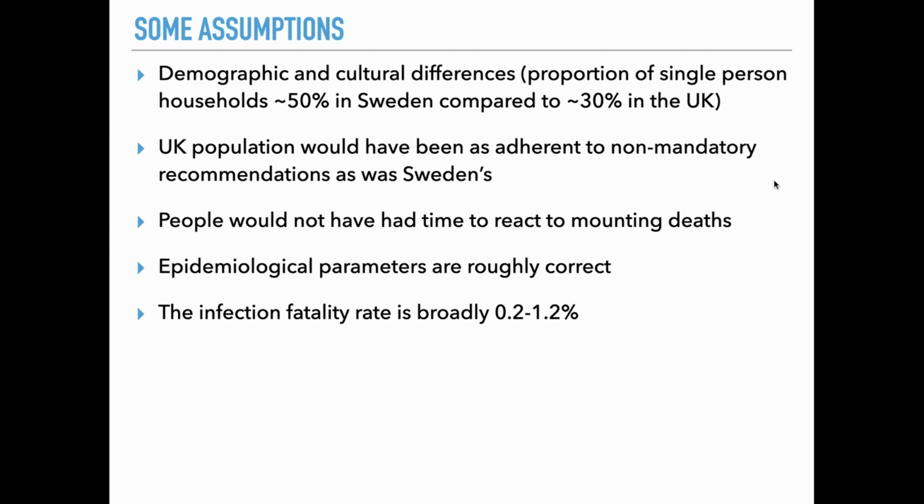You know, that the Swedish welfare state enables people to adhere to recommendations much better than the UK's, at least that's my opinion. But people would have had time to react to these mounting deaths. And it also assumes these epidemiological parameters are roughly correct, and these, of course, need to be improved. And, of course, the infection fatality rate is broadly 0.2 to 1.2. Now, the crazy thing here is that early on in the pandemic, people kept saying it was 0.01 to 0.1. And that's above the population fatality rate of many countries. It's higher than the population fatality rate of New Jersey. So it's been vindicated, but that 0.2 is very low.